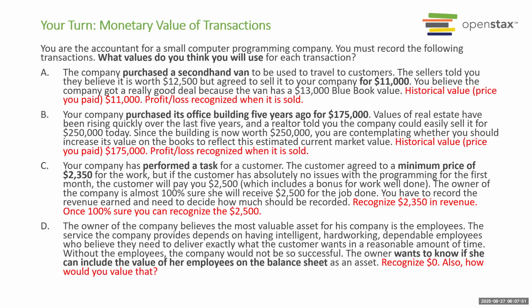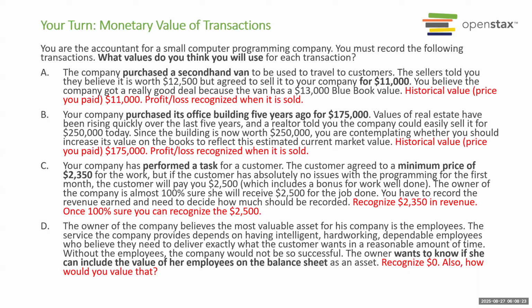So on A, we record the purchase at $11,000, which is the historical value. The only time we would recognize an increase is when we sold the van. Again, with the building, we'd recognize it at its historical value. We'd only recognize a profit or loss when it is sold. We would not increase it on the books as its value went up.